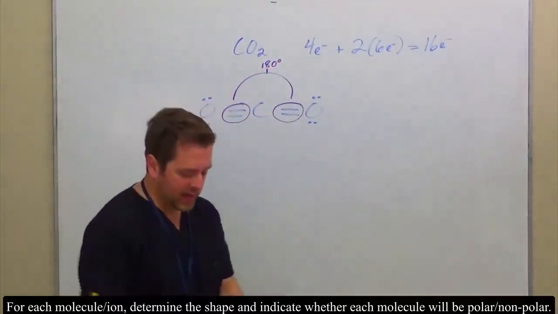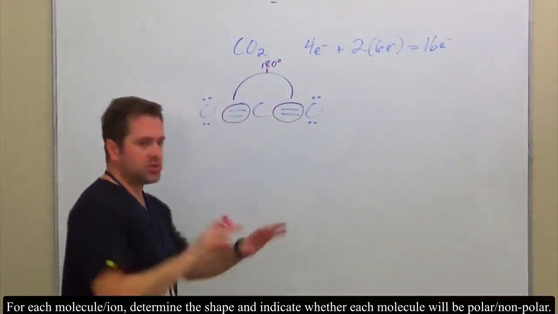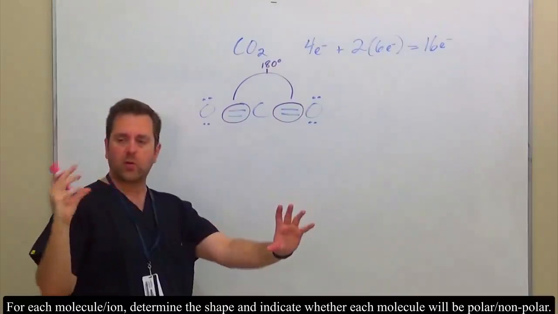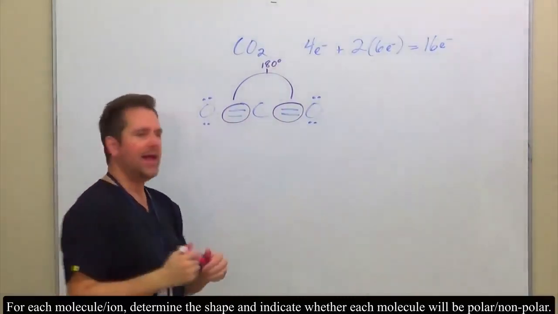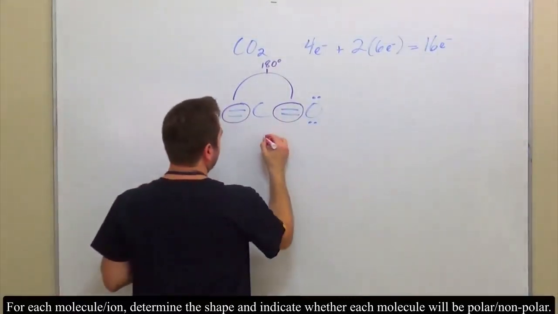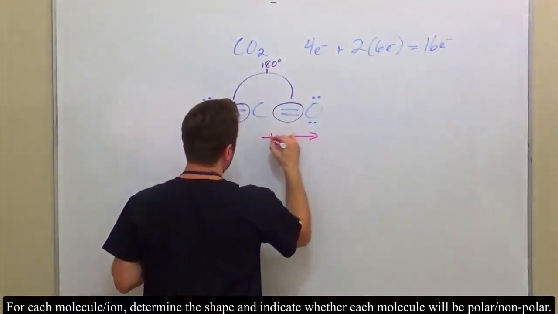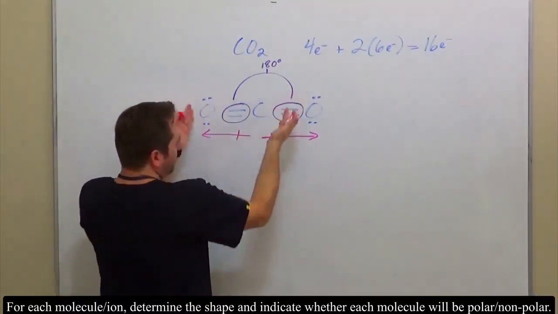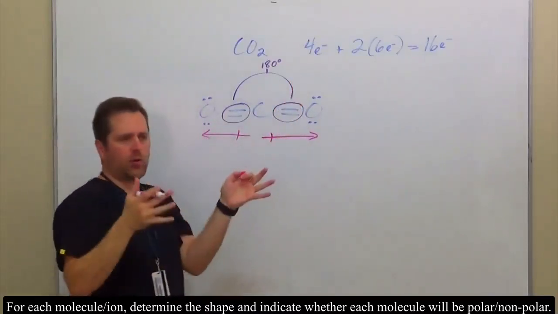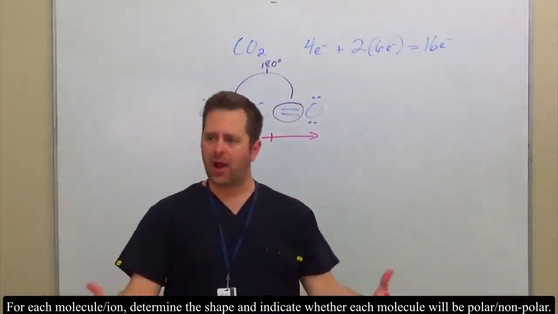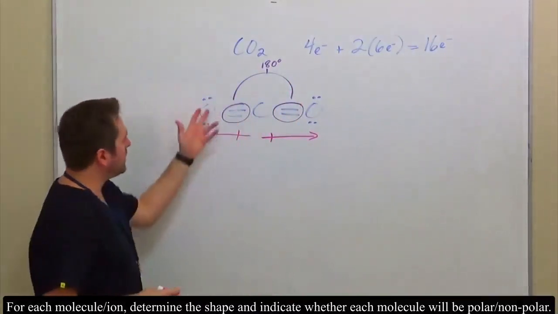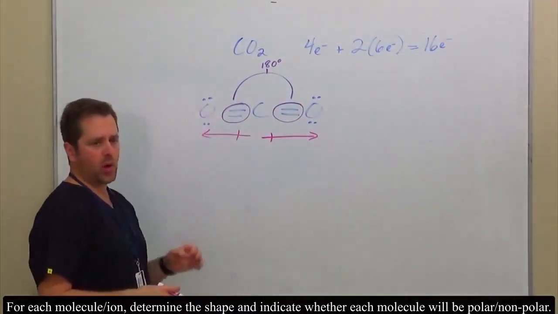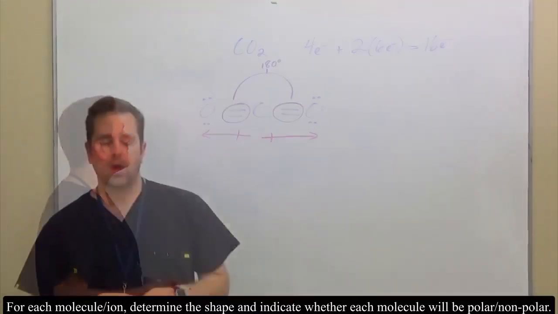Now, as far as electronegativity, because oxygens are on both sides of the molecule, how can one oxygen outcompete the other? And the answer is it cannot. Because, yeah, there's going to be a pull of electrons this way, but basically they negate or cancel each other out. So we would say that carbon dioxide is a non-polar molecule.